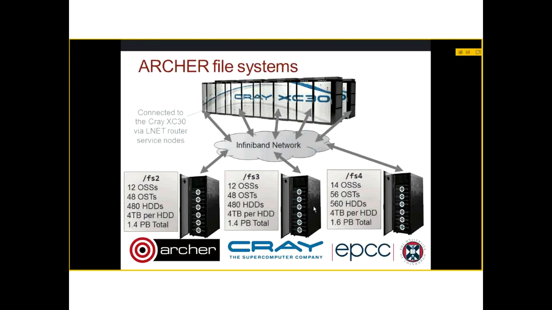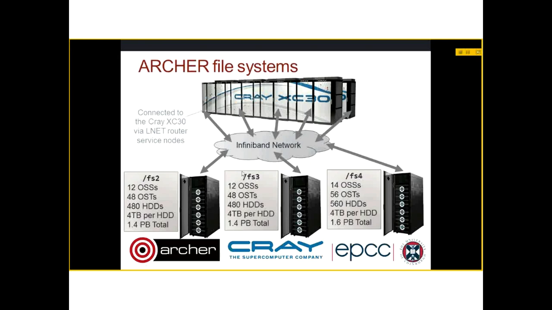And we have 3 file systems. They're mostly divided up depending on, well, different projects will be on different file systems. There's some arbitrariness in the distribution of these file systems. So for example, if we take FS2, there are 12 OSSs on that. Each of those OSSs has 4 OSTs. And in total, there are 480 hard disk drives. And the total amount is 1.5 petabytes.